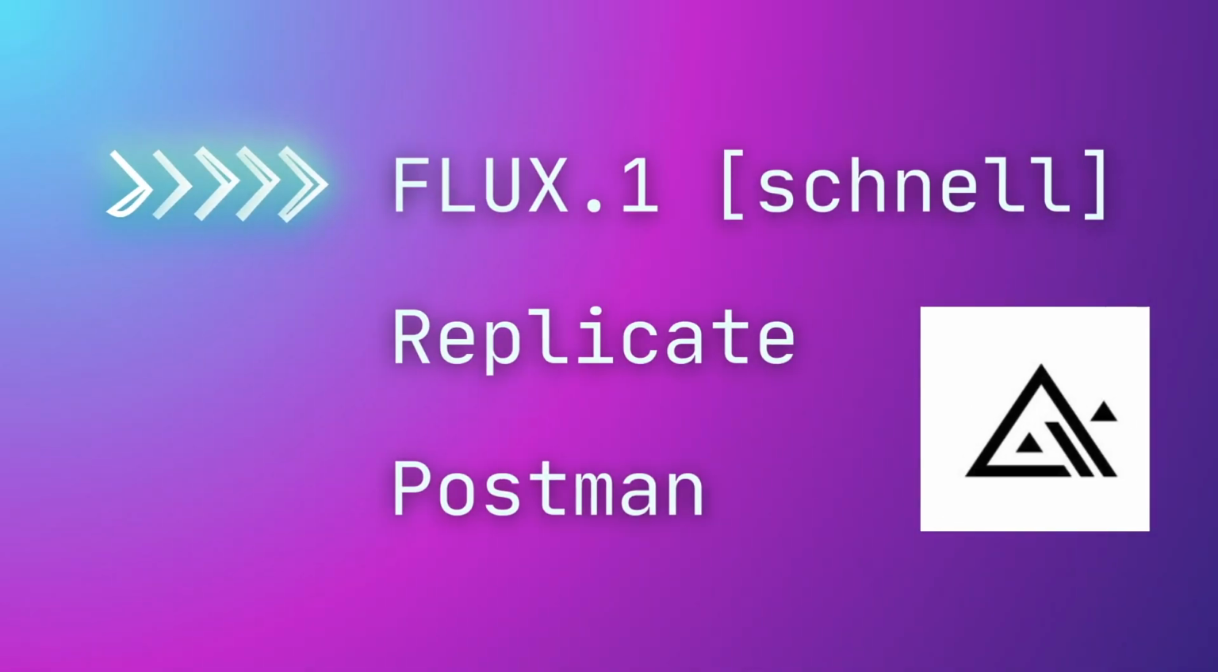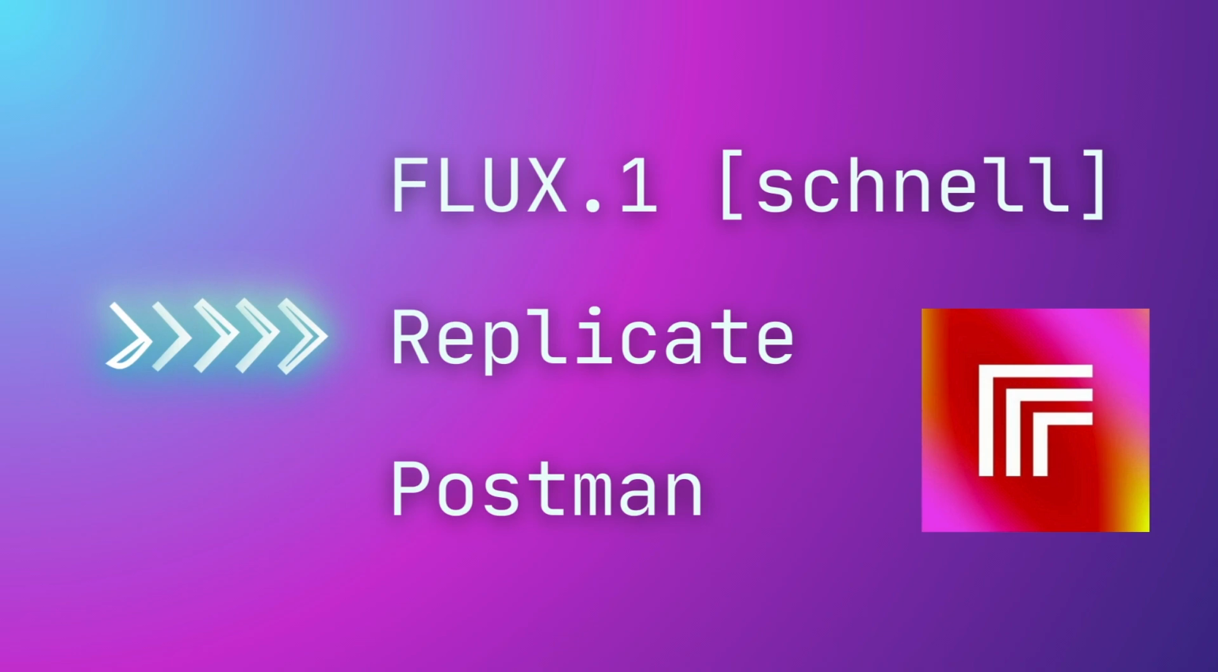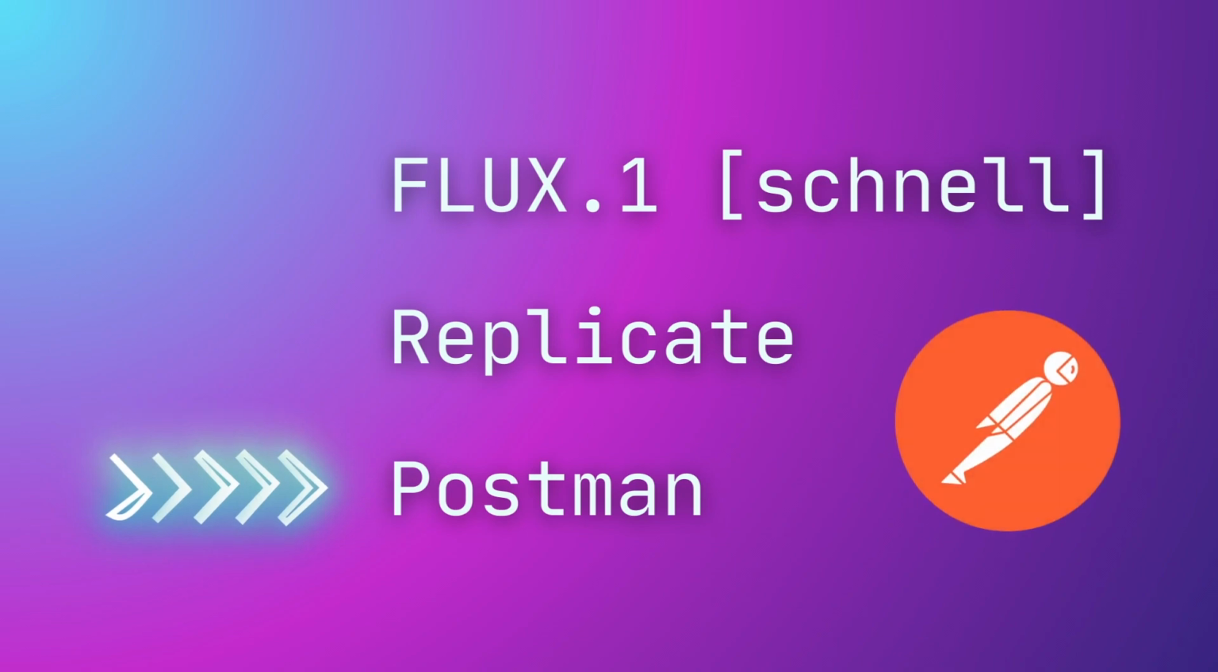We're going to use the FLUX.1 schnell model, which was recently released by Black Forest Labs, to generate the images. There are multiple ways to access this model, but I'll be showing you how to use Replicate API. To do all of this, we'll be working with Postman, an application that makes using APIs easy and more streamlined.